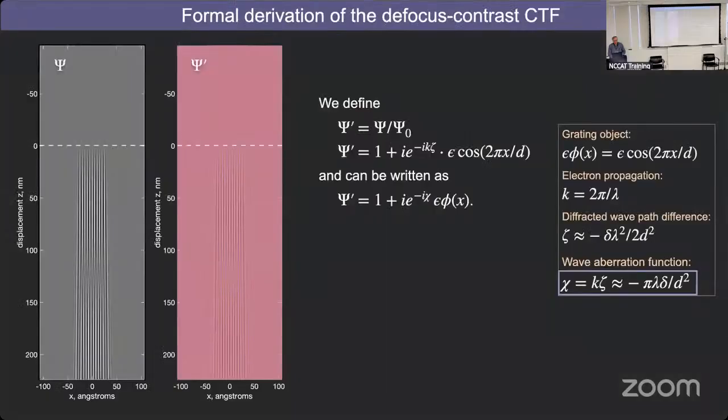Formally, if you want to see the math, we first unwrap the oscillations, and what's left over are the diffractive terms, e to the i k zeta. Zeta is the difference in path length between a diffracted wave and an undiffracted wave. This is multiplying the original grating, and this k zeta is the same as the chi that I've been talking about before.